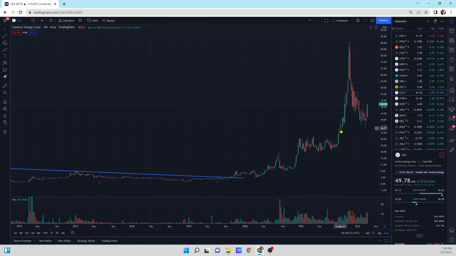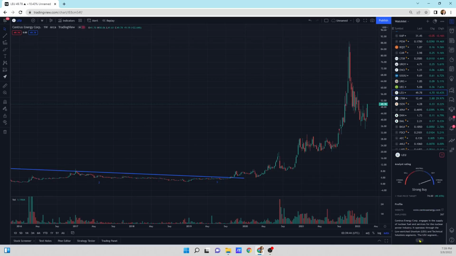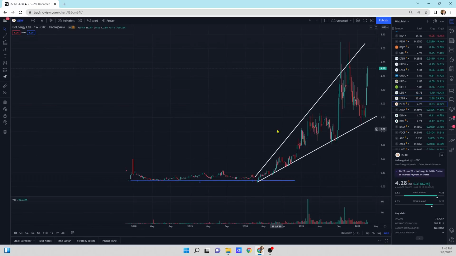LEU, I don't know if they make money if the price of uranium goes up. They are Centrus Energy, engaged in the supply of nuclear fuel and services for the nuclear power industry. It operates through the low-enriched uranium and technical solutions segments. So it does look like it's probably tied to it, but this could have a big move as well. Just playing with numbers, guys. I'm not saying that's where it's going to go.